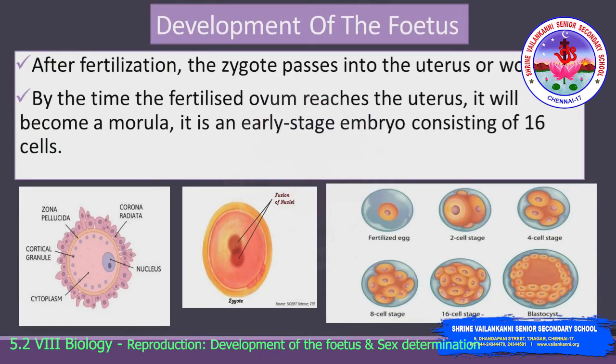So once the fertilization has taken place, the next process is the development of the fetus. After fertilization, the zygote passes into the uterus or the womb. By the time the fertilized ovum reaches the uterus, it will become a morula, which is an early stage of embryo consisting of 16 cells, as you can see in this picture. This morula undergoes repeated division to form the blastocyst.